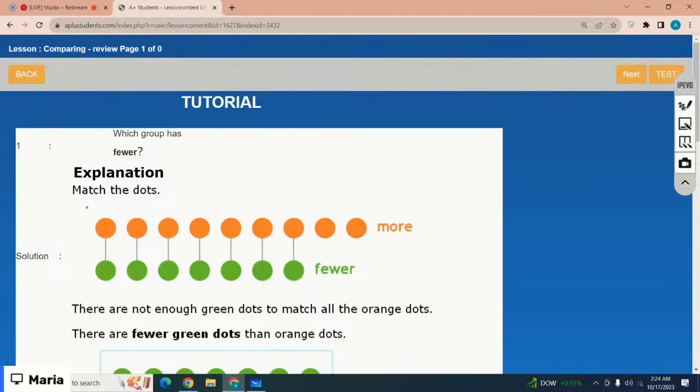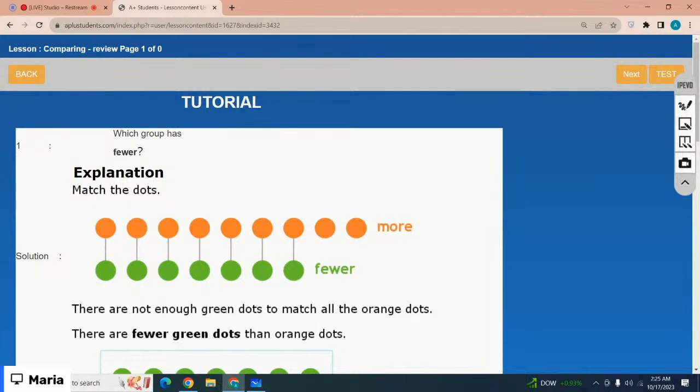1, 2, 3, 4, 5, 6, 7. 7 of the dots from the green group match with the orange ones, right? But you can see you have two more in the orange group and you don't have more to match them in the green, right? That means the green dots are fewer than the orange dots because you are still left with some of the orange dots and you don't have any green ones left.